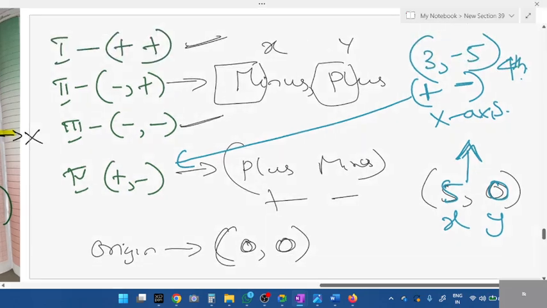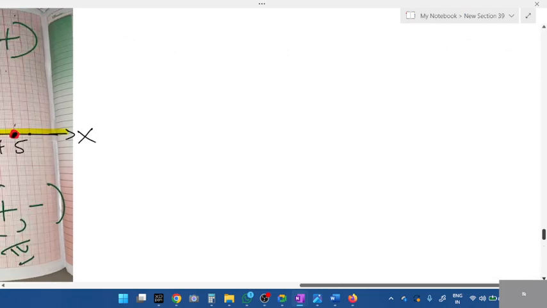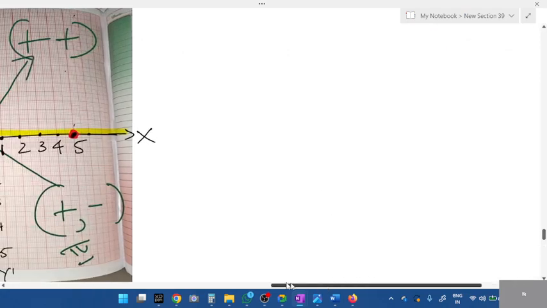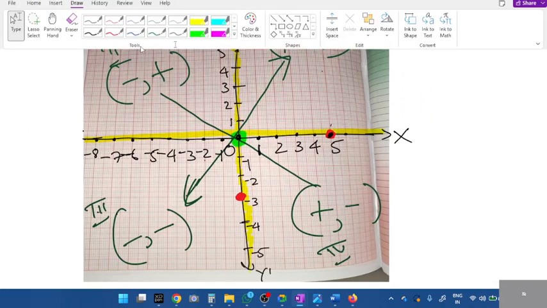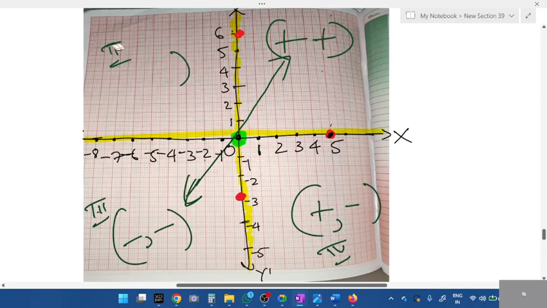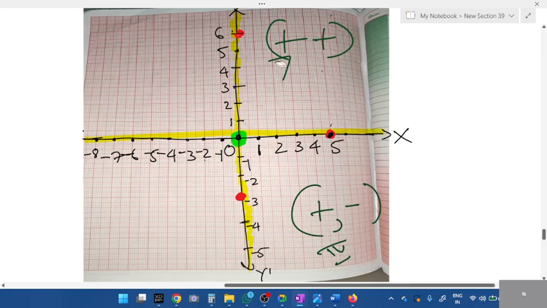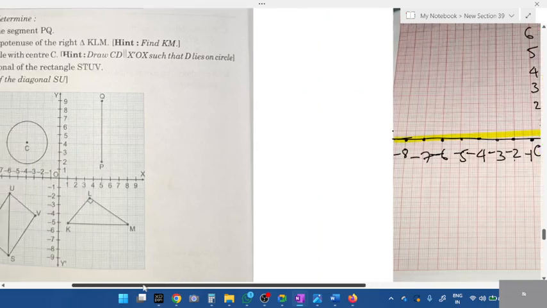So the main concepts are complete. We have done with the main concept. We'll start plotting the values. X-axis, y-axis is done. Quadrant, I told you which is positive, which is negative. Origin is also done. Now, the first question.